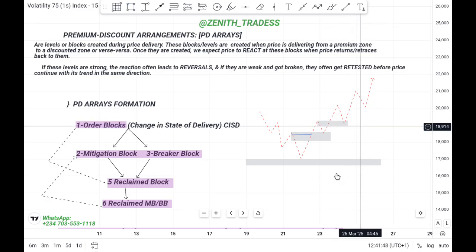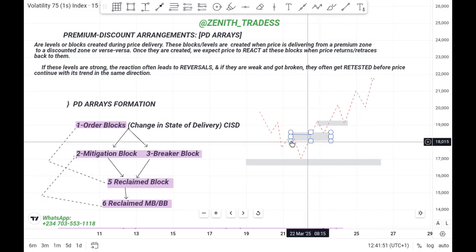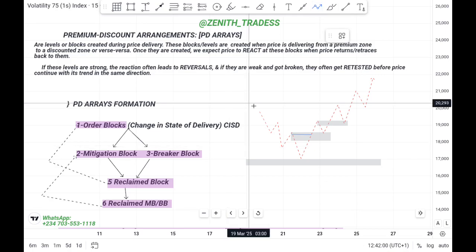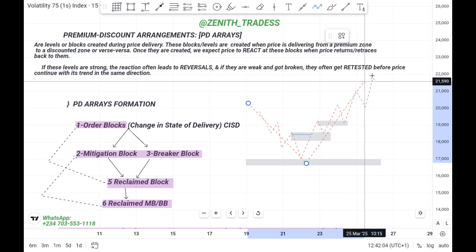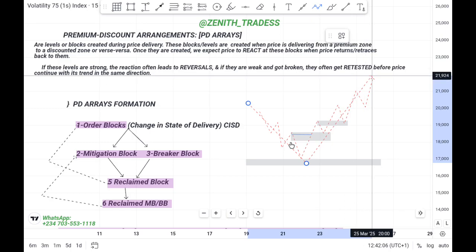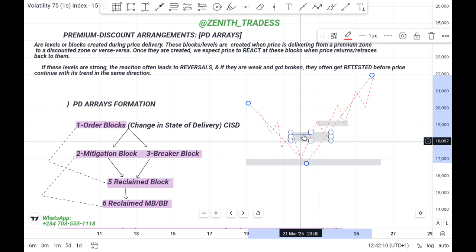So can you differentiate between a mitigation and a breaker now? For a breaker, the last old high that was invalidated has to be from the previous trend. What I mean by the previous trend, look at this trend. The trend was bearish in the first place, right, before there was a change of character. So the last high that was invalidated before price retesting is what is referred to as a breaker. In this case, it supports a reversal trade.